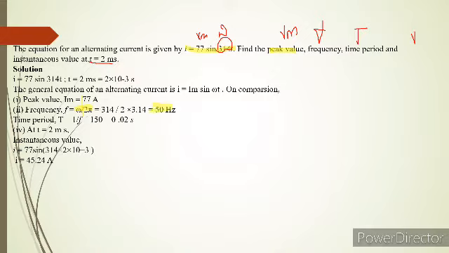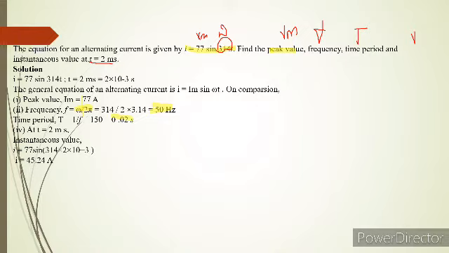And the time period is 1 by f. So f, we have got 50 hertz, right? So we'll substitute it again. 1 by 50 is 0.02 seconds. So we got the time period also.